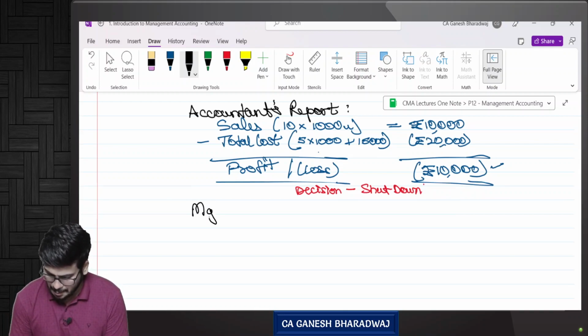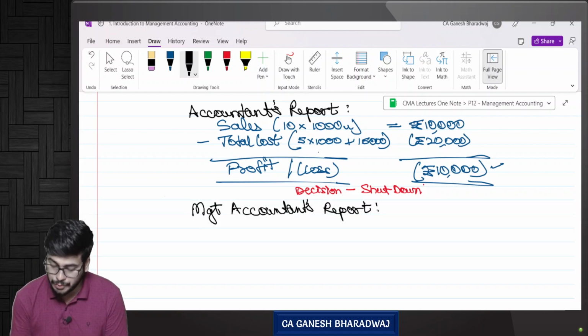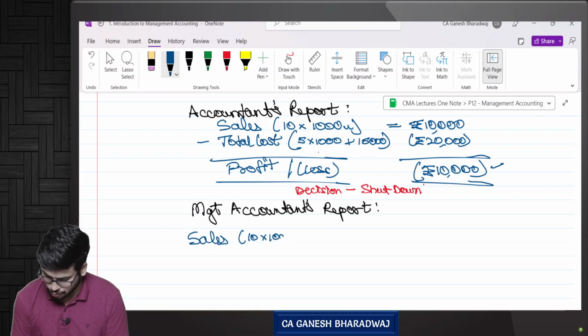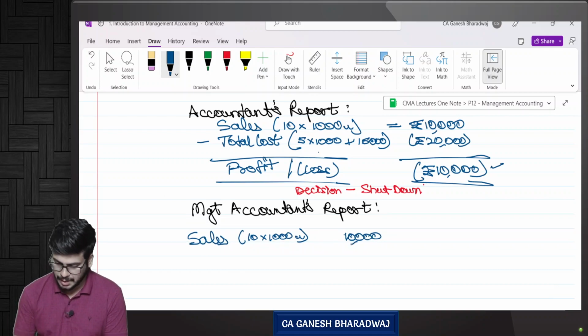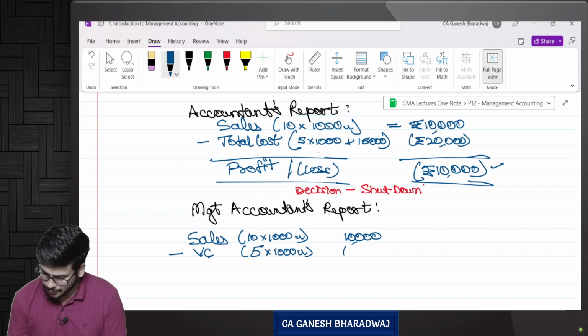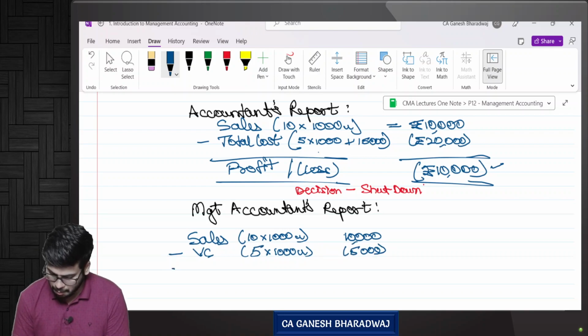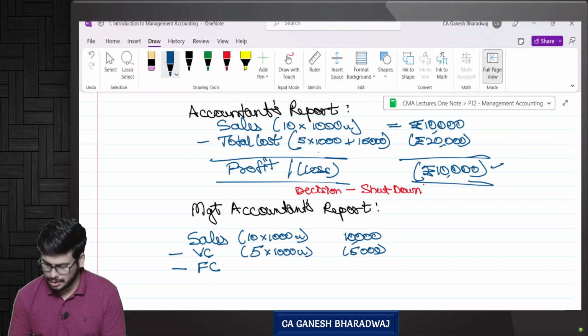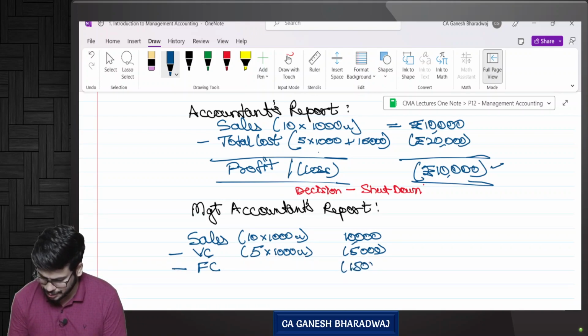So if you were a management accountant and you were to prepare a report, now I will tell you how you will prepare the report. You will say sales, how much? 10 into 1000 units. How much is that? 10,000 rupees. Perfect. Minus variable costs. How much is variable cost? 5 rupees per unit into 1000 units. How much is that? 5,000 rupees. Correct. Minus fixed costs. How much is the fixed cost? It's directly 15,000 rupees.